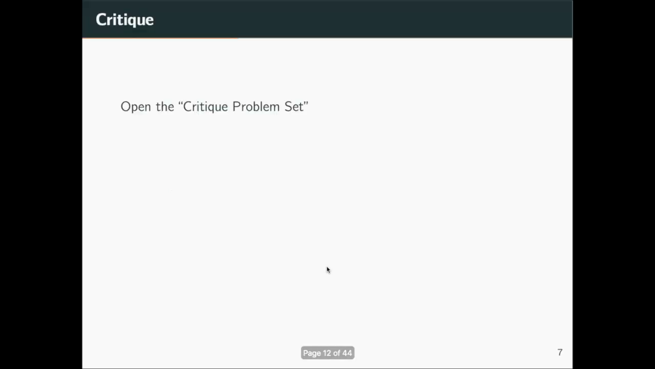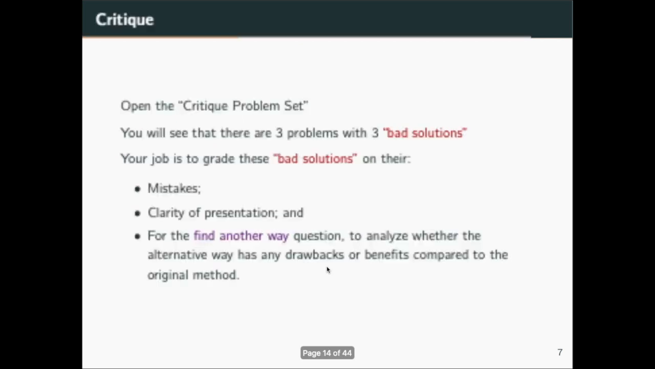The second half of this project is the critique portion. For this portion, open the critique problem set posted on the project description page on OWL. You will notice that there are three problems with three bad solutions. Your task as the teacher is to grade these bad solutions based on their mistakes, clarity of presentation, and for the find another way question, to analyze whether the alternative way has any drawbacks or benefits compared to the original way.